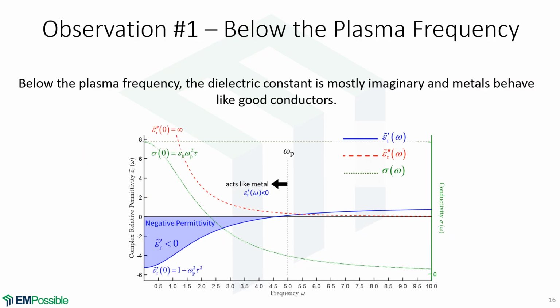I've pretty much made all the observations, but let's go ahead and just talk about them one at a time. So well below the plasma frequency, the dielectric constant's mostly imaginary, and the metals behave like good conductors. So for the most part, if you're well below the plasma frequency, you have nothing to worry about. The metal will act like a metal.